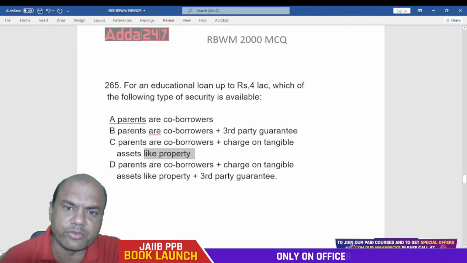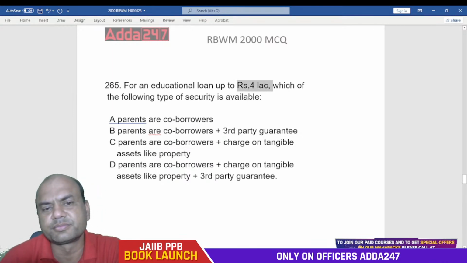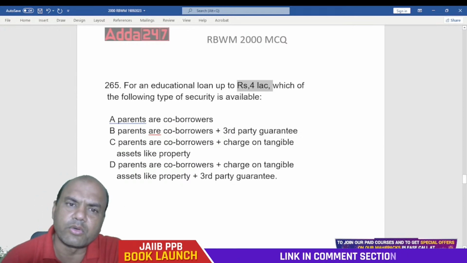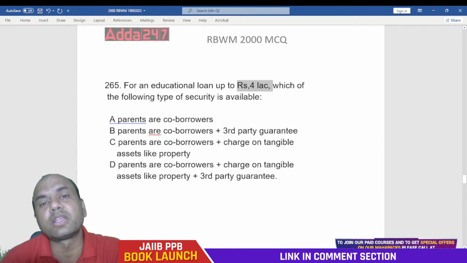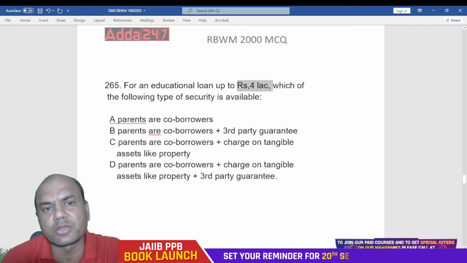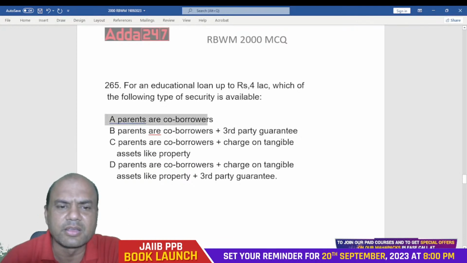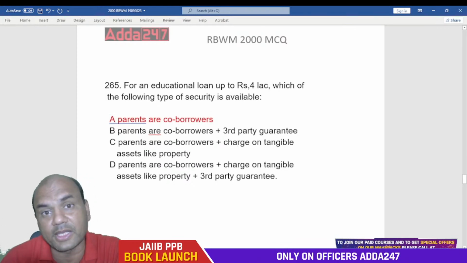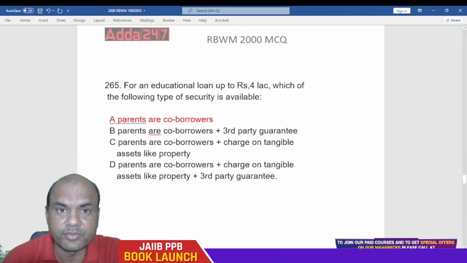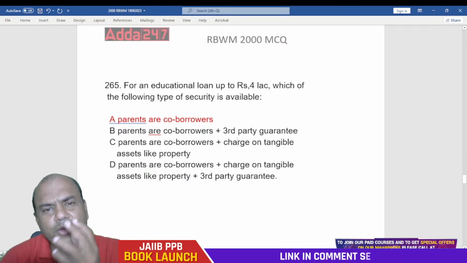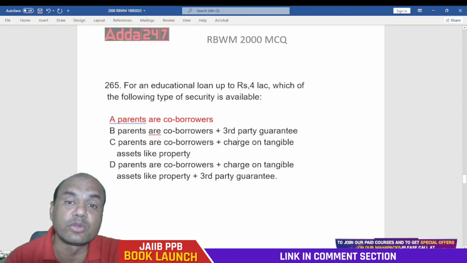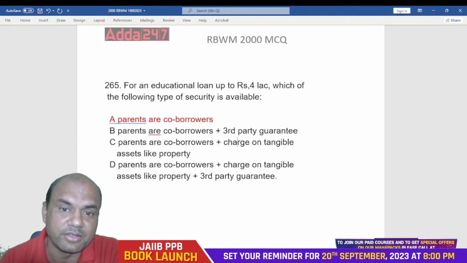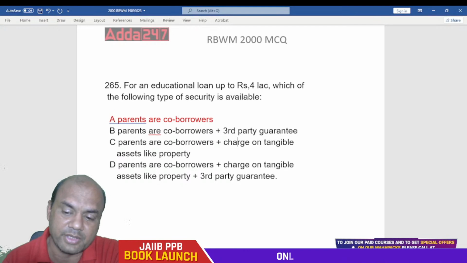So for 4 lakhs, what will the bank take? Remember, 4 lakhs is not a big amount now for banking. Earlier, 20-25 years back, it was a big amount. Now it is nothing. Just parents as co-borrowers and the loan is disbursed up to 4 lakhs. Nowadays, loans are disbursed up to 10 lakhs based on CIBIL alone, with zero documentation. In which world are we, right?